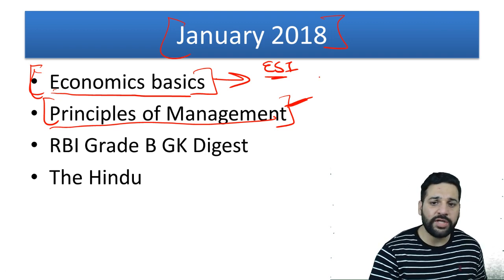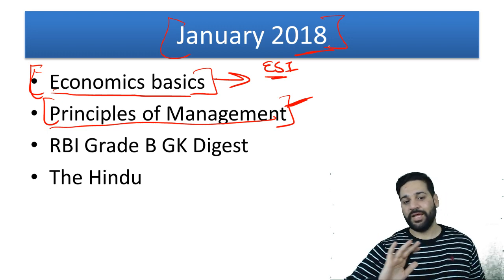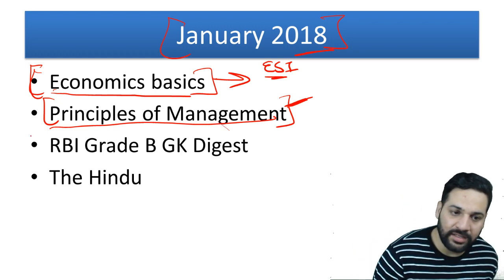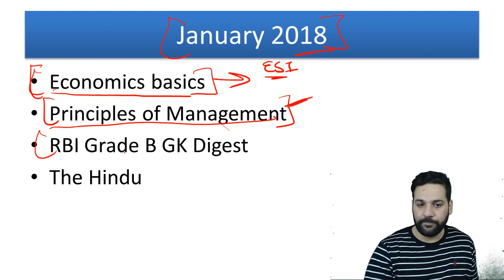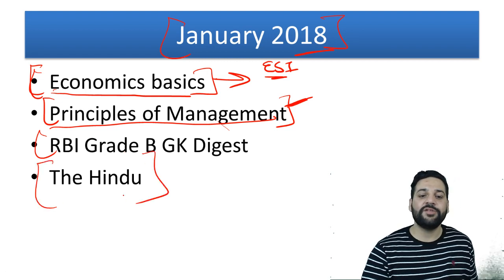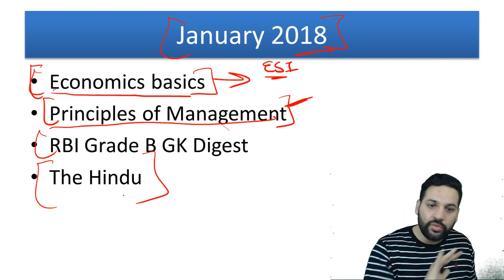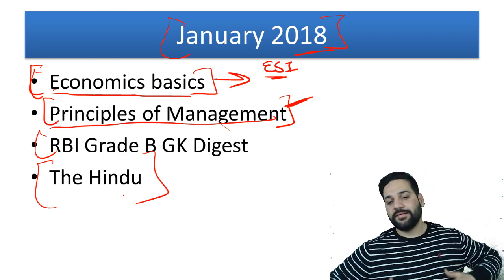You should be able to do that in the month of Jan only. And then again, you need to read the RBI Grade B GK Digest for the month of Jan 2018. And obviously you are already reading The Hindu every day. You're giving 30 minutes to The Hindu every day. I know this is a little hectic.